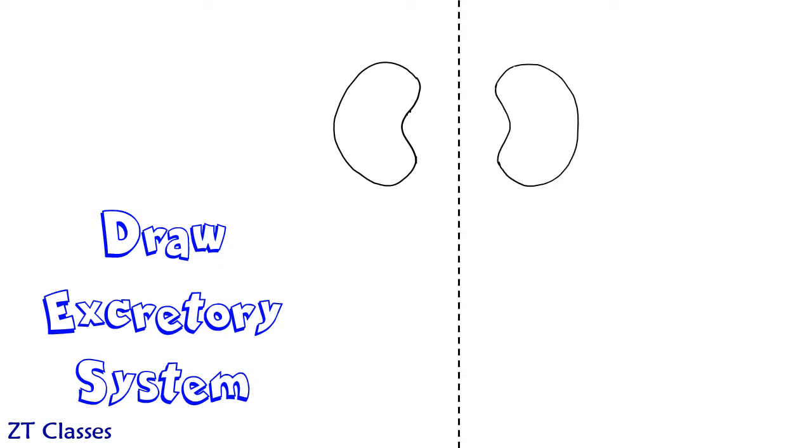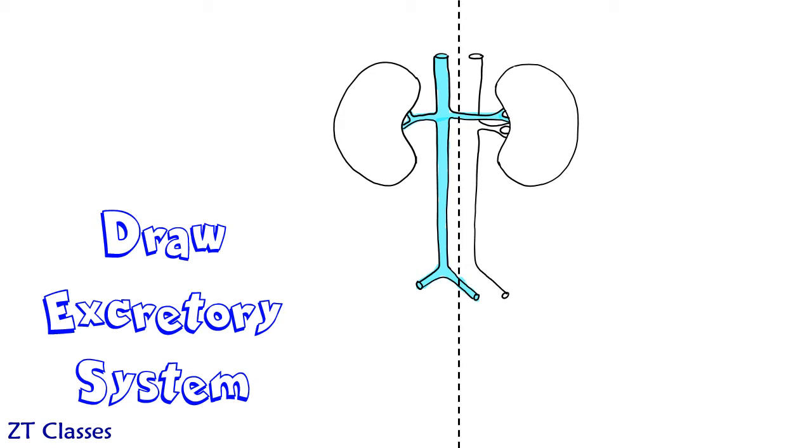Now once the kidneys are drawn, we'll draw the main vein or inferior vena cava, which will take the purified blood from the kidney to the heart. So veins we usually denote by blue color, and let's draw the main artery or the dorsal aorta, which is bringing the blood directly from the heart to the kidney to get it purified.